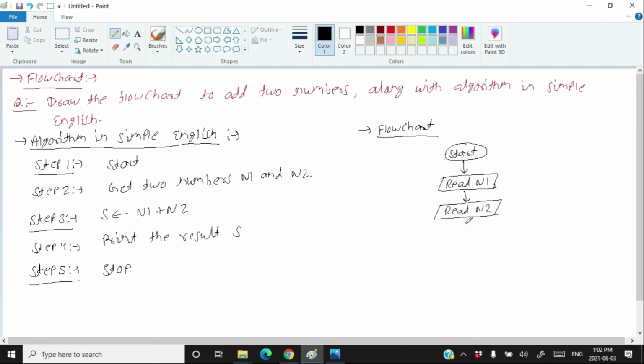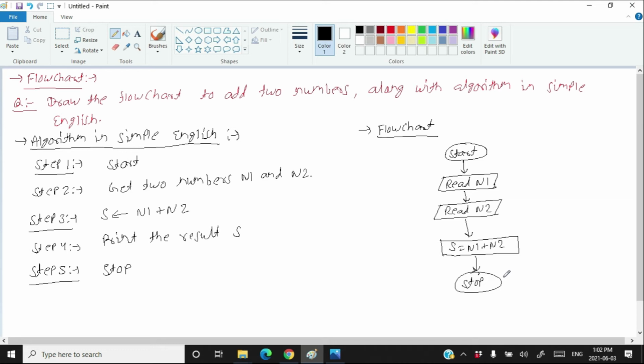The next one is the normal operation, so your rectangle should be normal, not skewed. So s is equal to n1 plus n2. You got the summation of n1 and n2 and the result of the summation is stored in s. After that you stop. Got it? This is the flowchart of adding two numbers. So hopefully you are getting what the flowchart is and what the algorithm in simple English is.